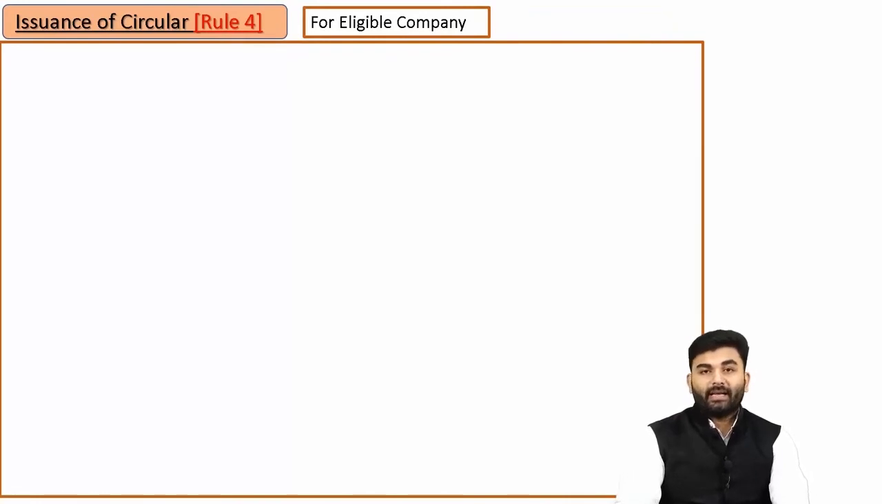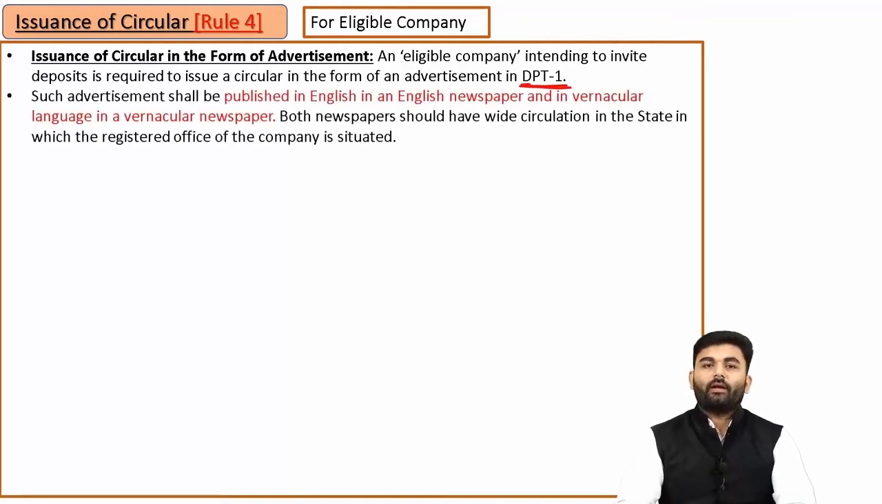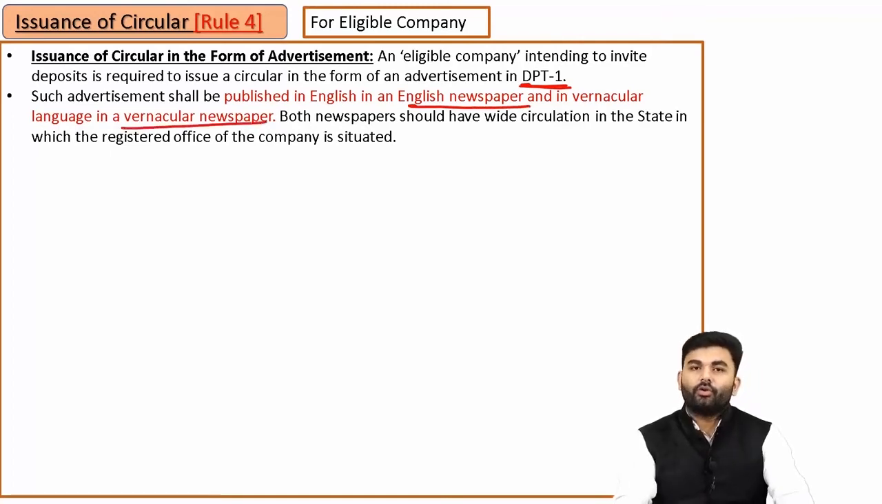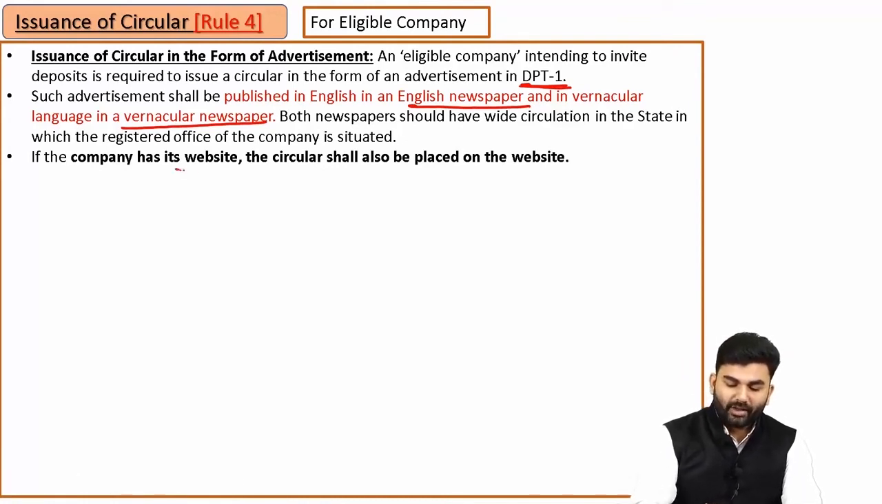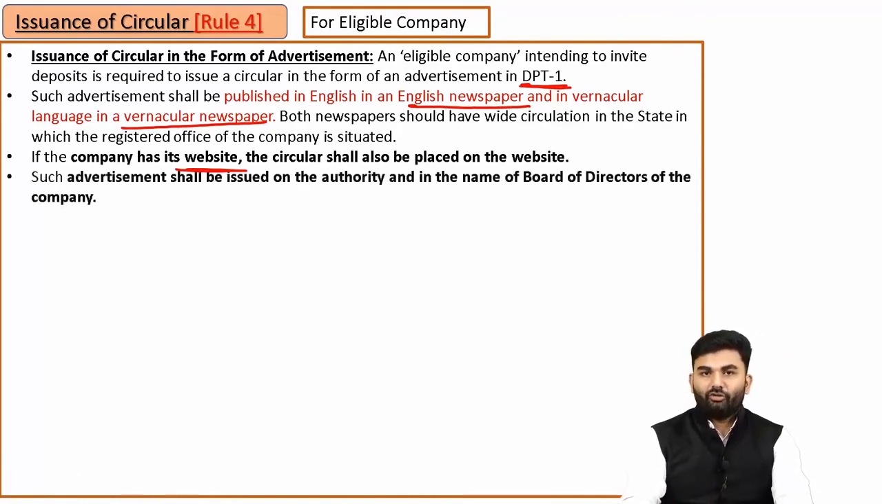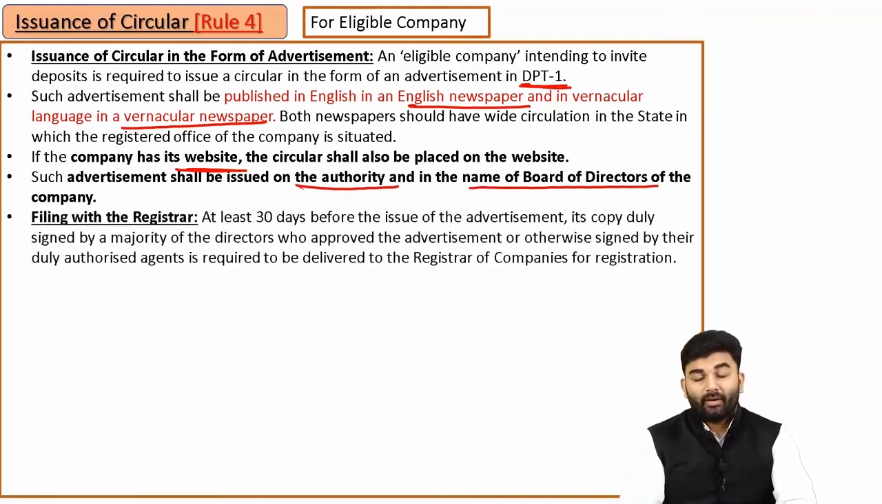Over here, if a company is an eligible company, then yes, even for them, the circular will be prepared as per a form called DPT-1. It will also be published in an English newspaper along with a vernacular newspaper. Yes, over here, the circular will also be placed upon the website of the company. It will be issued under the authority and in the name of the board of directors of the company.